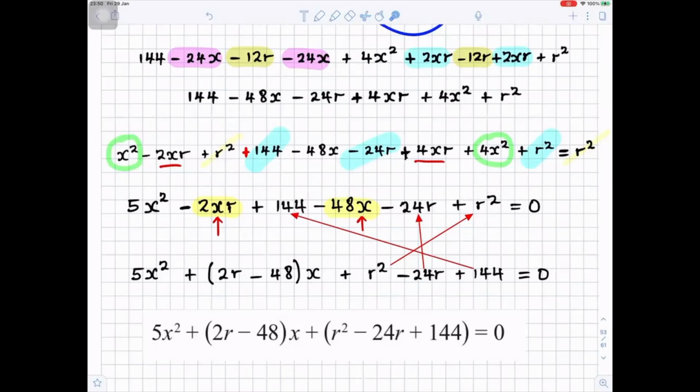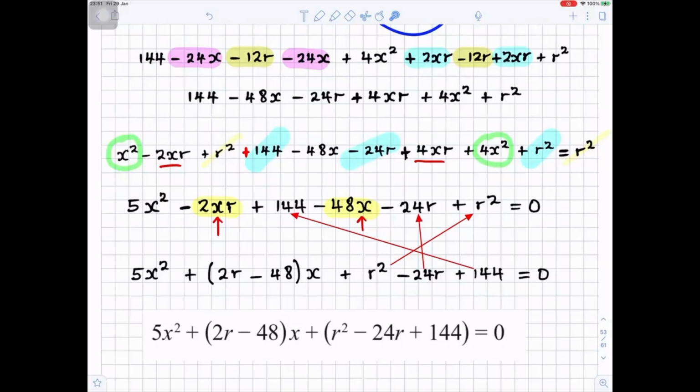Now, if we take x squared plus 4x squared, it gives you 5x squared. And 144 stays the same, 144. And minus 24r, and do we have another minus 24r? Okay, let's look, the minus 24r is there. And minus 2xr plus 4xr gives you plus 2xr.